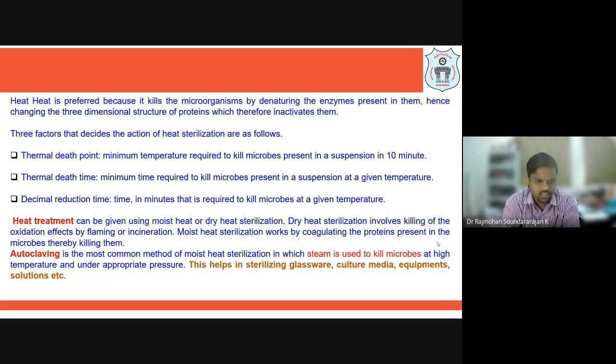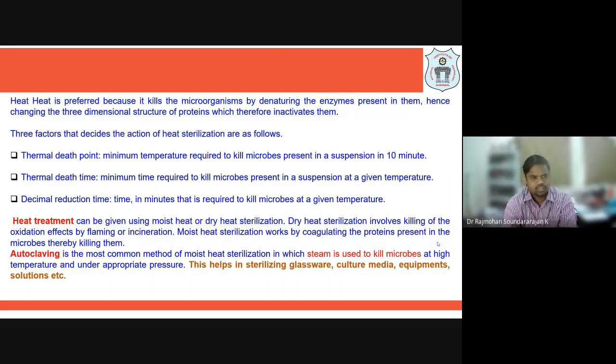What is thermal death time? It is the minimum time required to kill the microorganisms present in a suspension at a given temperature. So for a given temperature, we are going to have a thermal death time. For a given time, 10 minutes, we define the thermal death point. Then we have another term, decimal reduction time. What is decimal reduction time? It is the minutes required to kill the microorganisms at a given temperature. So that is decimal reduction time.